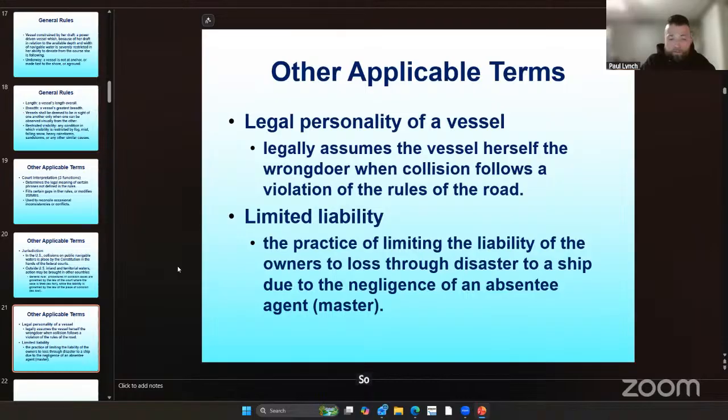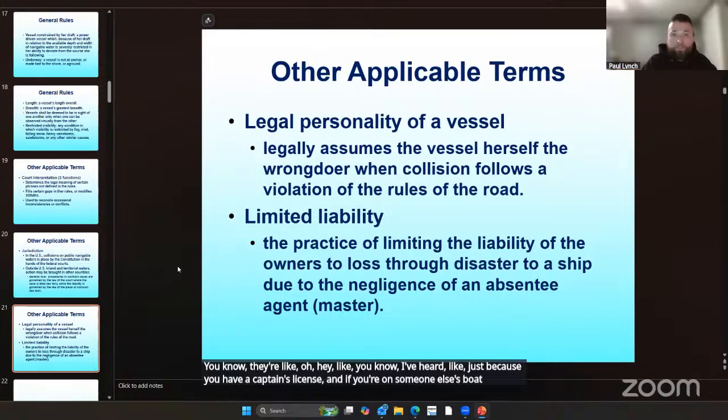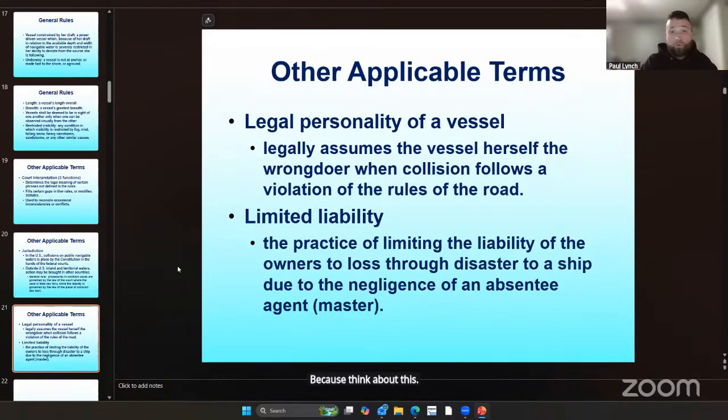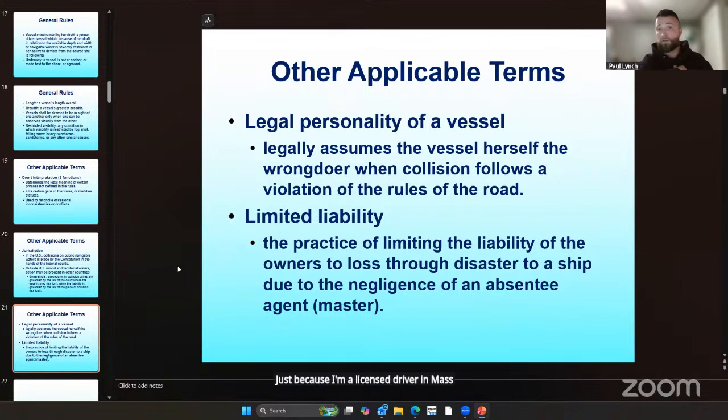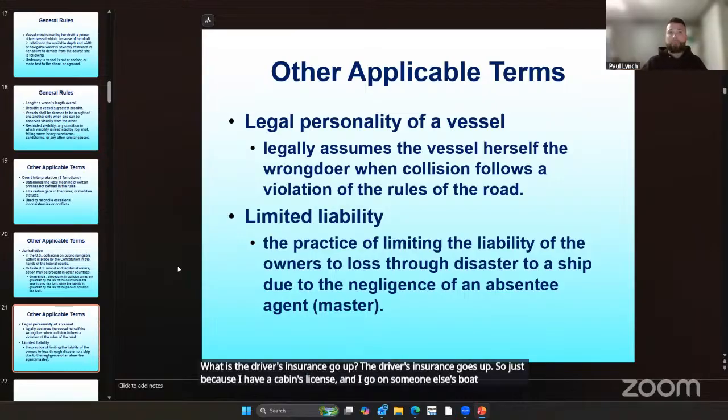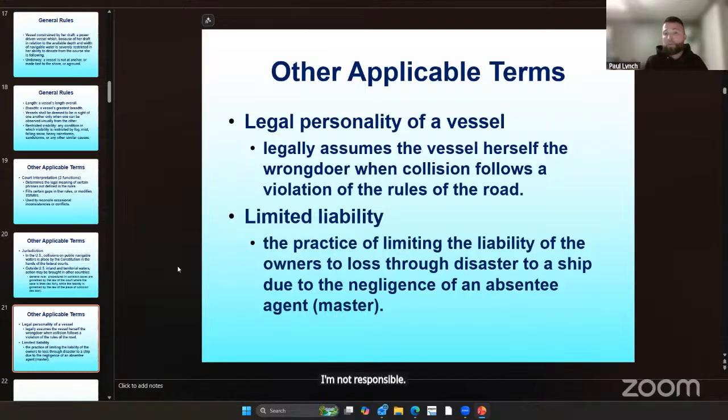Like I mentioned in the prior class, a question a lot of people ask is, I've heard that just because you have a captain's license, if you're on someone else's boat and something happens, you're responsible. That's not true. Think about this: if I call an Uber and that Uber rear-ends someone at a red light, is my insurance going up when I'm in the back seat? Just because I'm a licensed driver in Massachusetts, does my insurance go up? Or does the driver's insurance go up? The driver's insurance goes up. So just because I have a captain's license and I go on someone else's boat and something happens, I'm not responsible. I'm not driving. It's not my boat.